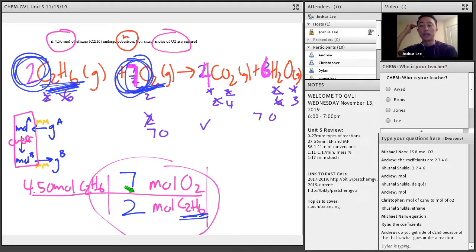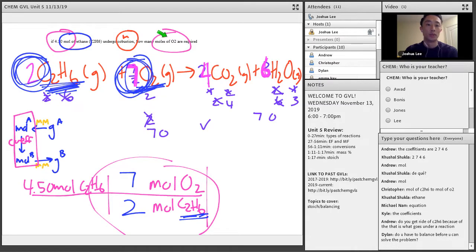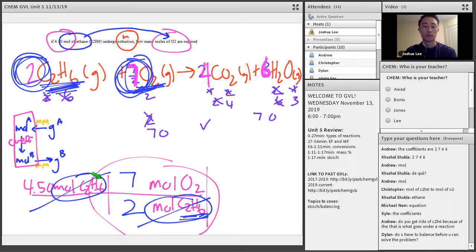We are getting rid of the C2H6 because if you read the question, we're basically trying to convert moles of ethane into moles of O2. So that means in order to get to moles of O2, we have to change moles of ethane into O2. So by getting rid of it, I'm just saying what's going to happen to my moles of C2H6 and my moles of C2H6. They're just going to cancel.